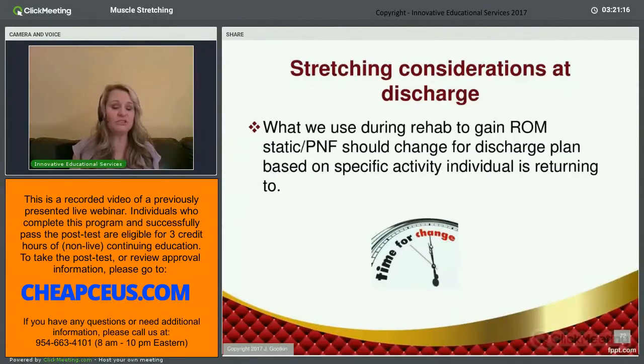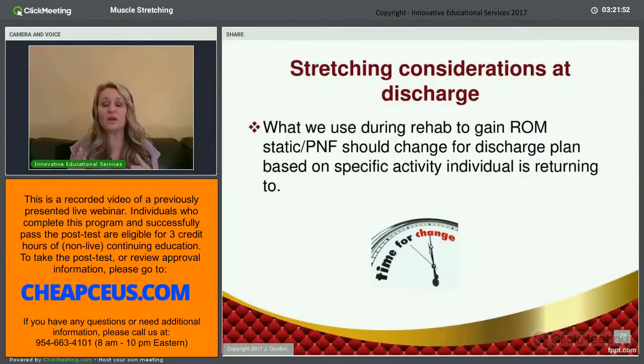So the type of stretches that we utilize with our patient may change over the course of our rehab. Our patient who had a hip fracture, who had a total joint replacement, maybe they have a Colles fracture, and it's their wrist that we're trying to regain range of motion. During rehab, we're probably utilizing static and PNF stretching for those patients, because that's what's most effective in making range of motion gains. Based on what job they're going back to.